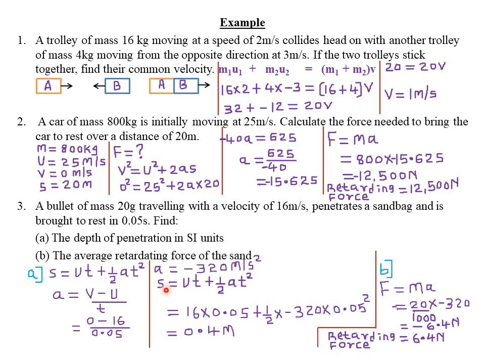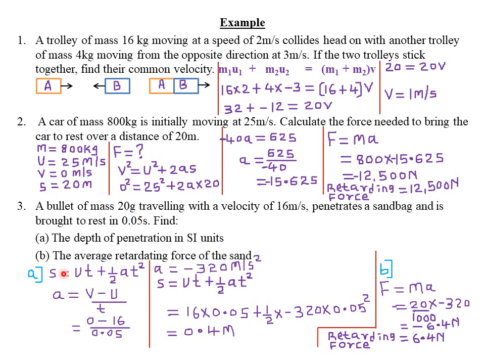Therefore, displacement will be equal to ut plus a half at squared. Because we have all the values, we just substitute. Our initial velocity is 16, therefore u is 16. The time taken is 0.05, plus a half multiplied by acceleration, which is negative 320, multiplied by t squared, which is 0.05 squared. If you compute this using your calculator, you will obtain 0.4 meters as the depth, or the displacement moved by our bullet before it gets to a state of rest.